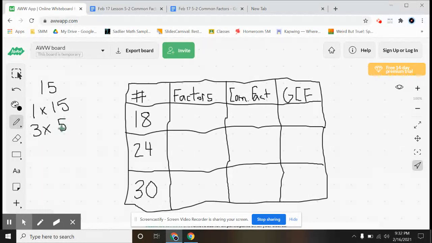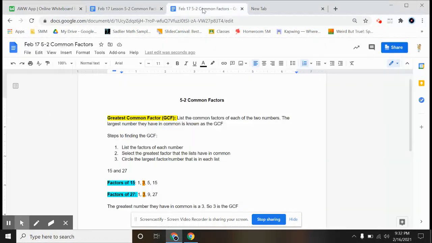Well, 5 is already listed here. So since it's already in my list, I know that's all my factors. There aren't any more that I can have. So these 4 numbers, 1, 3, 5, and 15, those are called my factors for 15. So if we jump back to that page that we were just on, all I did was take those factors and put them in order from the smallest one to the largest one. Now, the directions are asking me to compare 15 and 27.